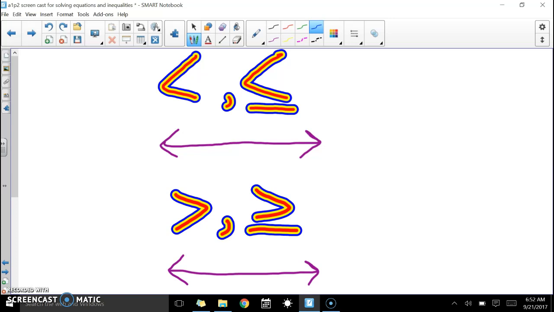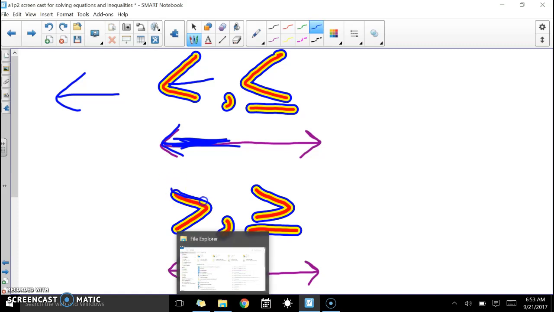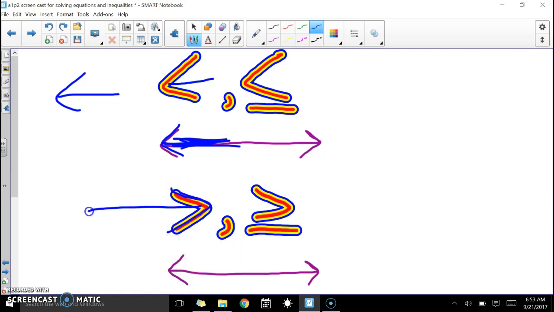Another thing, so let's try this one. If it is pointing to the left, see how it's pointing to the left? If I were to draw a line right here, see how that looks like an arrow pointing this way? So that means you would shade to the left. Here, we can see that it's pointing to the right, and if I draw a line, it looks like an arrow pointing to the right. So you would shade to the right.